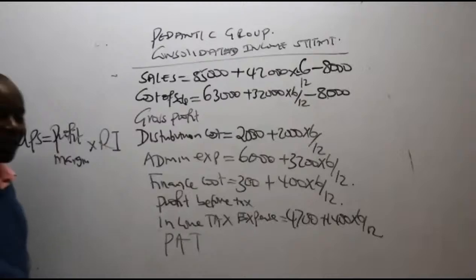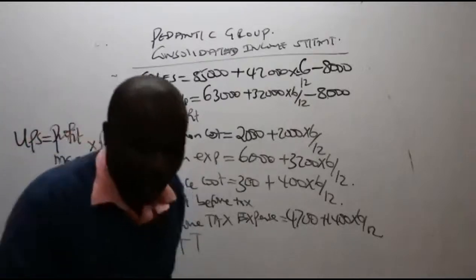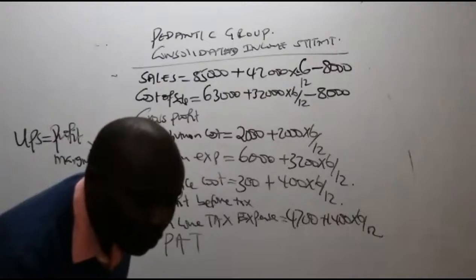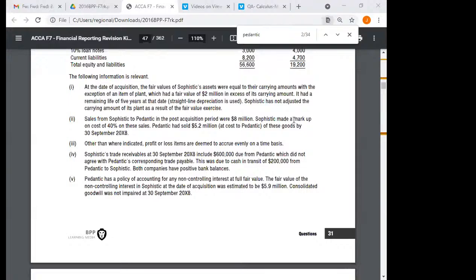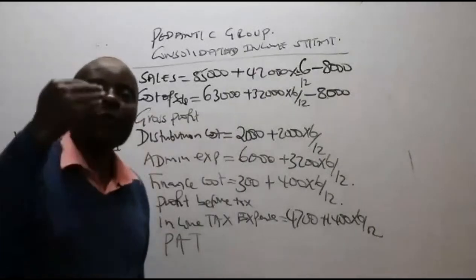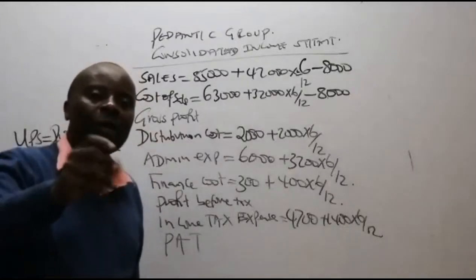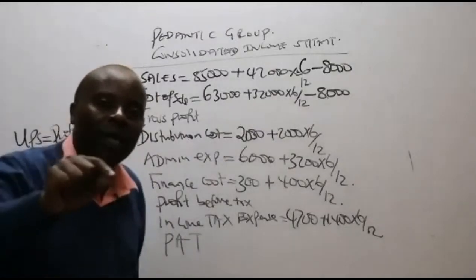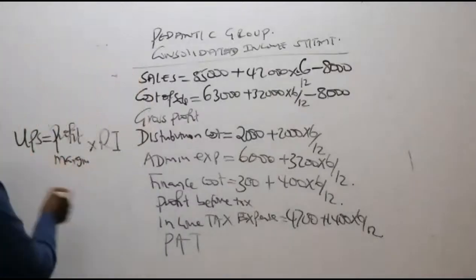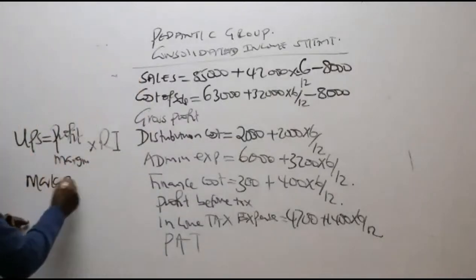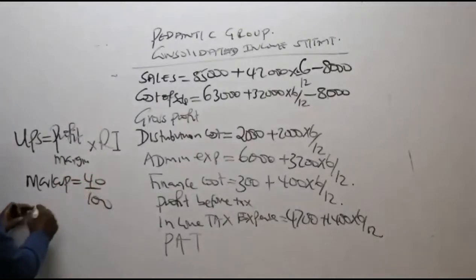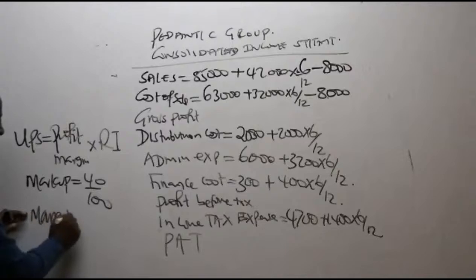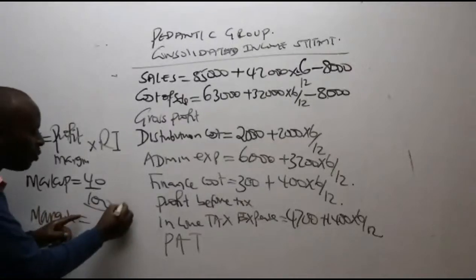So first of all, in this question, have they given us the profit margin? Wamesema Sophistic made a markup on cost of 40%. Ladies and gentlemen, markup is an enemy of consolidation. Whenever you see markup, there is a free mark for you. Whenever you see markup, always calculate margin. So come and calculate. So wametuambia markup is 40 over 100. Ladies and gentlemen, mimi najua ukinipatia markup, margin iko na base kubwa.